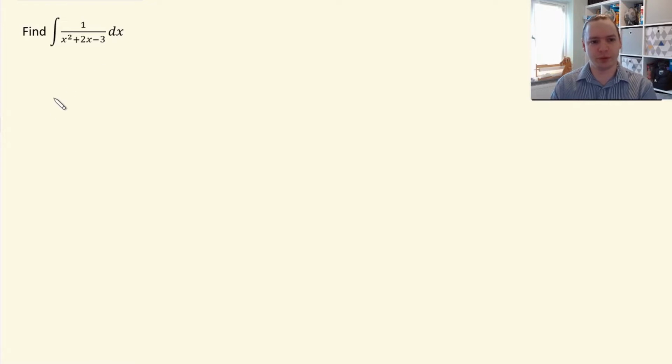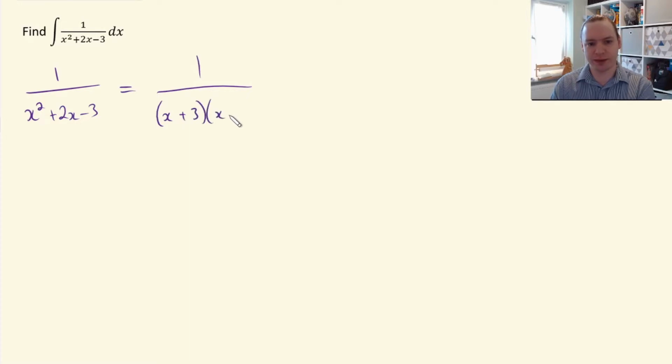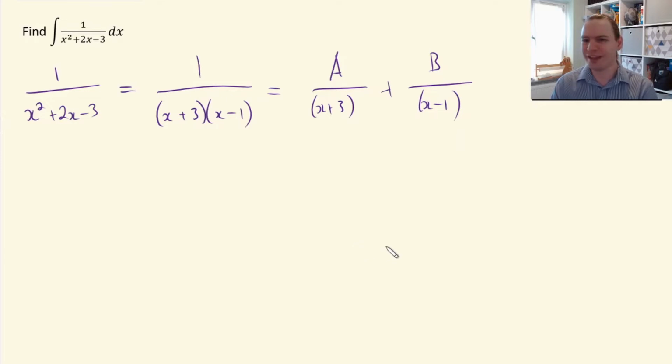So what we want to do is start by saying, well, I've got 1 over x squared plus 2x minus 3. If I want to deal with this in terms of partial fractions, it will be helpful to factorize the denominator. It factorizes fairly easily into x plus 3 and x minus 1. Hopefully you can spot that. And what that means is that this can be rewritten as a over x plus 3 plus b over x minus 1. And then we just run through our normal partial fractions process.